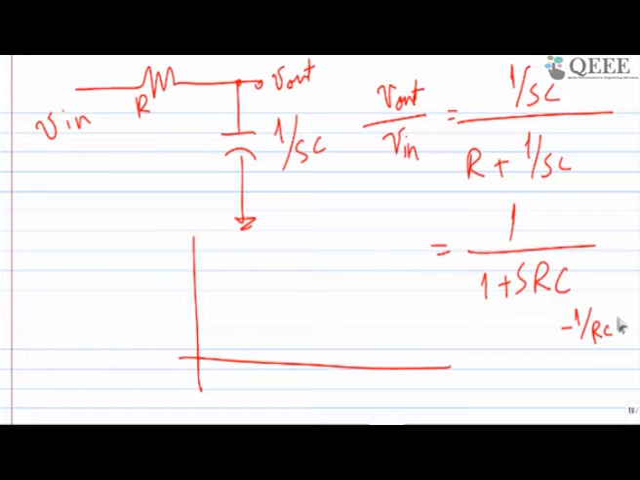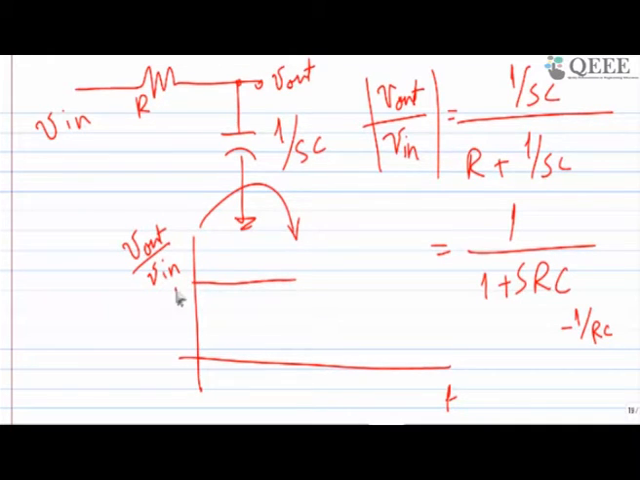When I am drawing the Bode plot, the magnitude plot is always the mod of this one, and I am interested in the plus side. However, if you are interested in the minus side, the same plot is available there also. So if I draw V out by V in versus frequency, what am I going to see? I am going to see 1 until the frequency which is 1 by RC, and thereafter it goes down. This is going to happen.